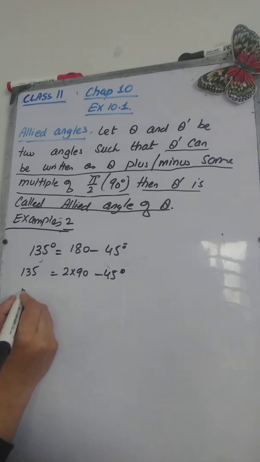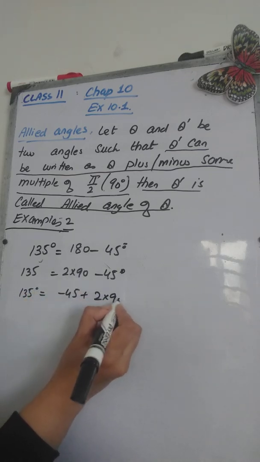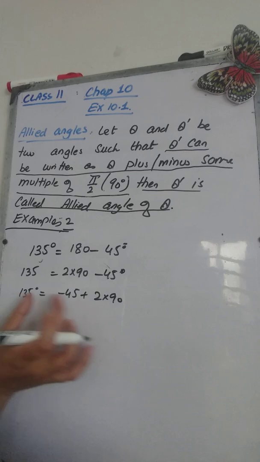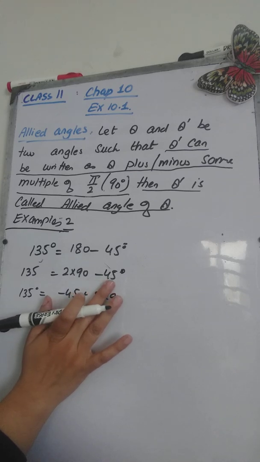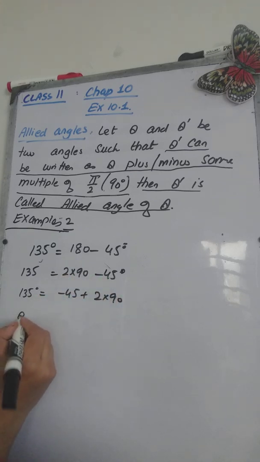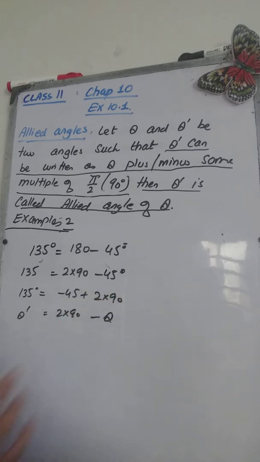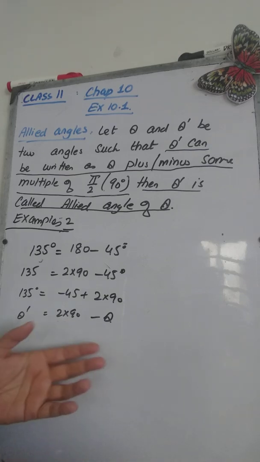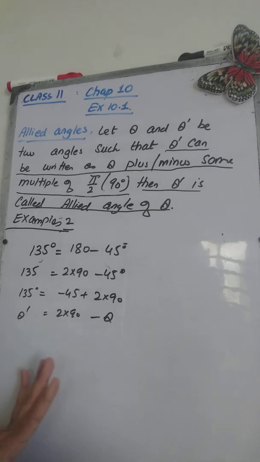135 can be written as negative 45 plus 2 times 90. So these two angles are allied angles. 135 is the allied angle of 45 because it can be written as a multiple of 90 plus or minus 45. Minus 45 means that if you take this as theta dash and 45 as theta, then we have this expression. So whenever we have such an expression, a multiple of 90 minus theta or plus theta, then theta dash and theta are called the allied angles of one another. There can be plus as well as minus, it does not make any difference.